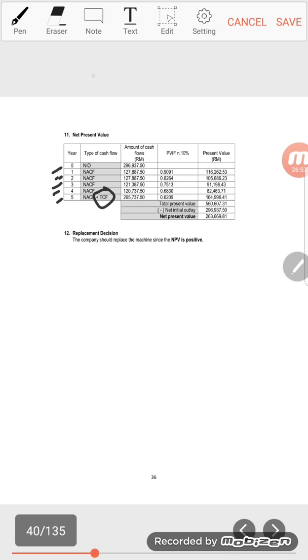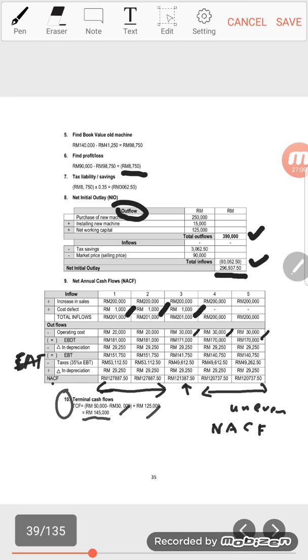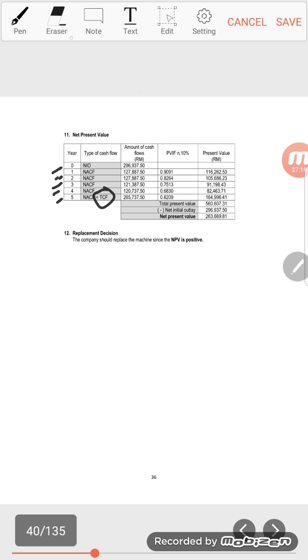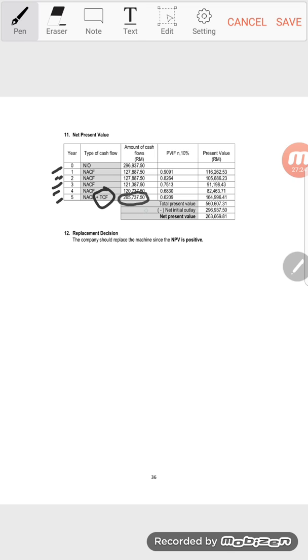Kita ambil NSCF tadi tu, kita tambahkan dia pada tahun ke-5. So, kalau kita tengok total NSCF tu kan, sepatutnya total NSCF year 5 adalah 120,737 ringgit 50 sen kan. Yang ni amount ni kita tambahkan dengan 145,000 tadi, TCF tadi. Sebab tu you dapat amount ni, 265,737 ringgit 50 sen. Itu kisahnya. Okay, pada tahun ke-5 tu.